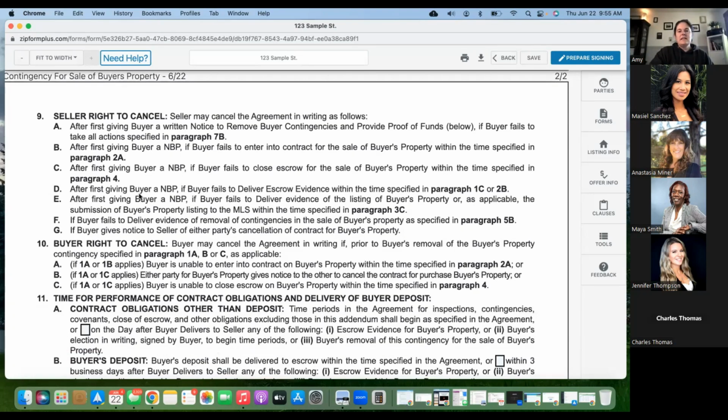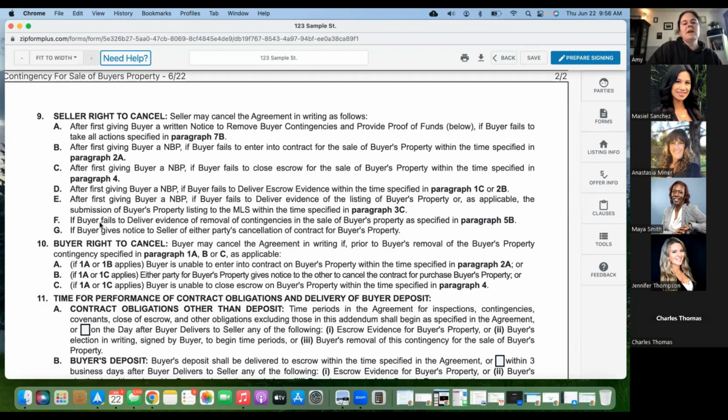After first giving buyer a notice to perform, if buyer fails to deliver escrow evidence within the time specified in paragraph 1C or 2B, that's a copy of the purchase agreement and the contact information for the escrow holder for their property. After first giving buyer a notice to perform, buyer fails to deliver evidence of listing the buyer's property or, as applicable, the submission of buyer's property to the MLS within the time specified in paragraph C, right? The buyer is delaying and hasn't even gotten their property on the market. We can serve that notice to perform.